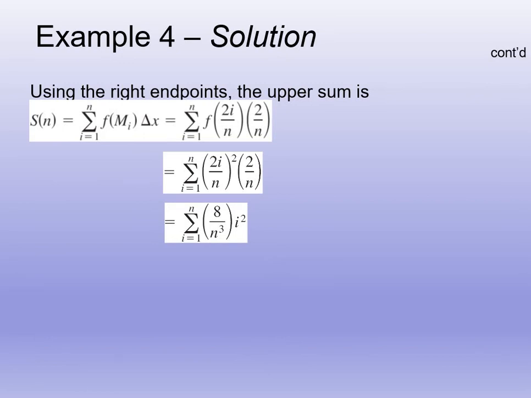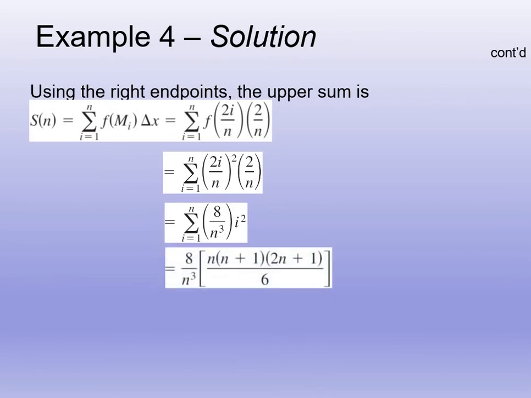So we end up with this summation, i equals 1 to n of 8 divided by n cubed times i squared. And you guessed it, we're going to pull out that 8 over n cubed and be left with the sum from 1 to n of i squared. And then we're going to replace the i squared with theorem 4.2, whatever i squared's equivalent was, which was n times n plus 1 times 2n plus 1 divided by 6.